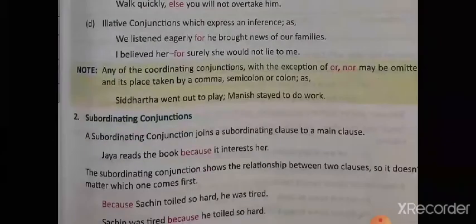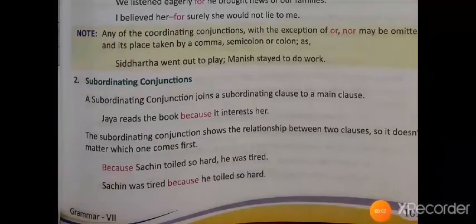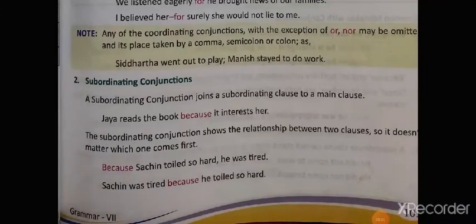Now coming on to the subordinating conjunction. Subordinating conjunctions join a subordinating clause to a main clause. First is Jaya reads the book, the book interests her. This could have been both the sentences. Now we have to join it. In the sentence Jaya reads the book, this is the main clause, because here we are talking about Jaya. In the next sentence, we are talking about the book. The book interests her.